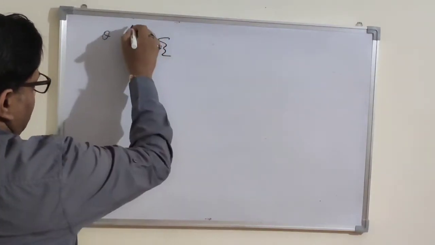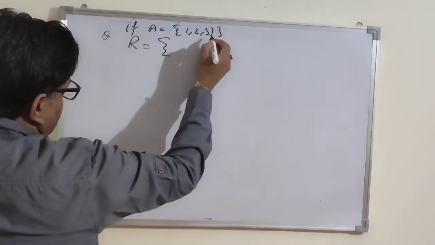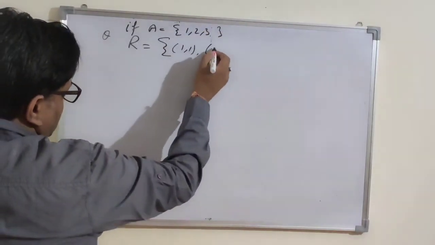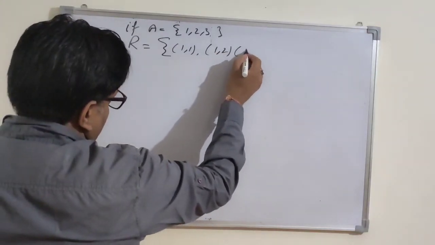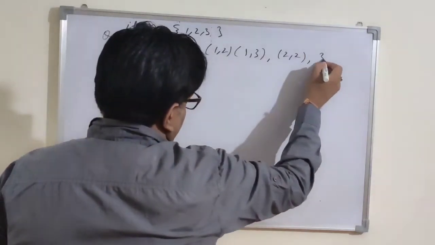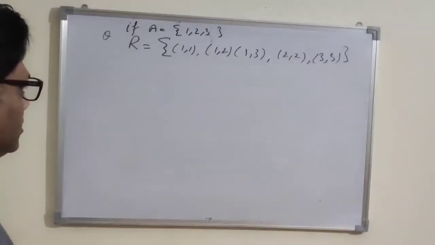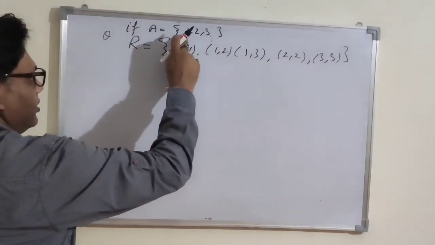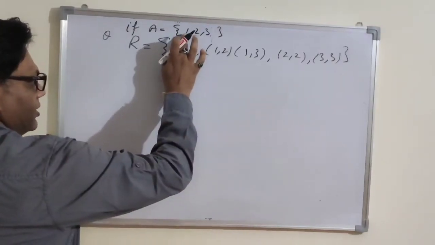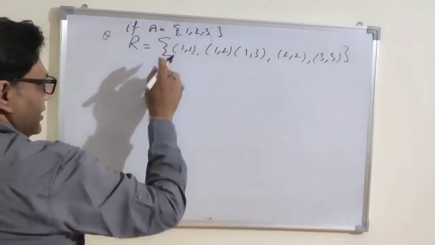Suppose it's a question and we have to check it. If A equal to {1, 2, 3} and we have R = {(1,1), (1,2), (1,3), (2,2), (3,3)}. Now we have to check whether it is reflexive or not. So here the elements of A are 1, 2, 3. If it is a reflexive relation, then (1,1) should be here, (2,2) should be here and (3,3) should be here.